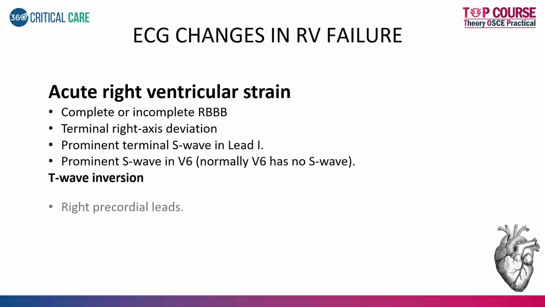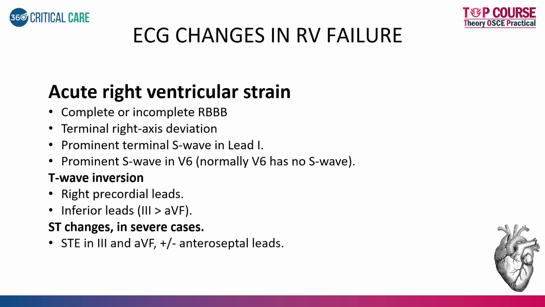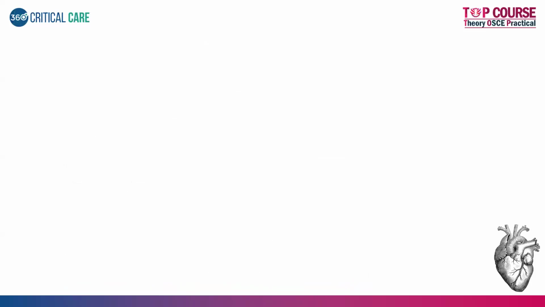What happens to the T wave morphologies? You see right precordial leads T wave inversions, inferior leads, which is usually more in lead 3 as compared to aVF. And the ST-T changes are seen in extreme cases, usually associated with RV myocardial infarction. So this is something that we need to keep a close watch on. And sometimes what it can mimic is a posterior myocardial infarction. So whenever you see ST-T changes, especially in lead 3, aVF, anteroseptal leads, or a diffuse ST depression with aVR, probably you need to think about a posterior MI as well. So not just an RV failure.